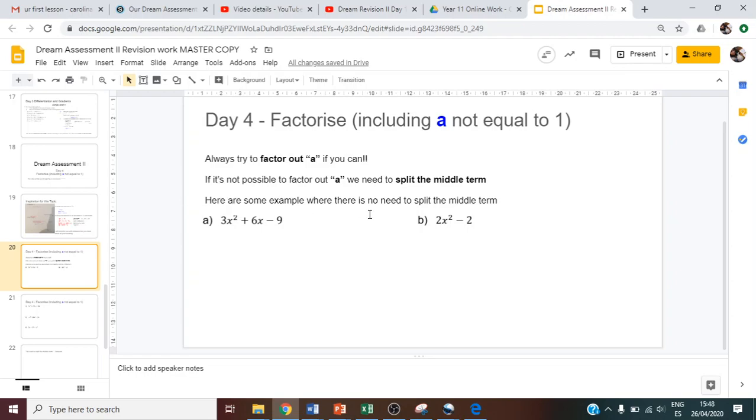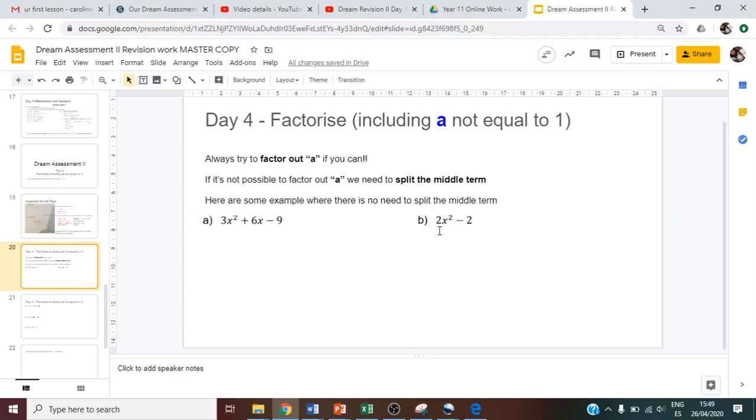I'm telling you don't need to split the middle terms, which must mean that you can factor out a in these examples. A here is 3. I could factor the 3 out. And then the remaining quadratic, I factorize like normal. Two sets of brackets, x in one, x in the other, find your two numbers.